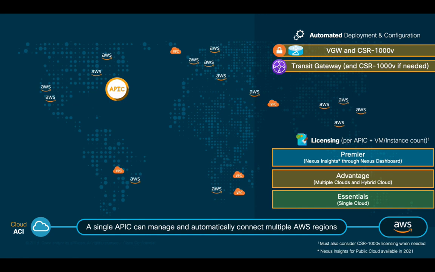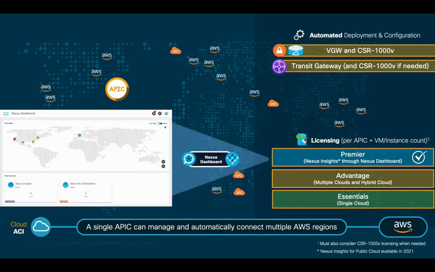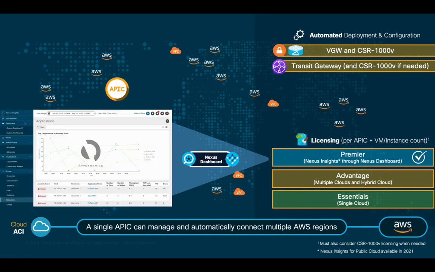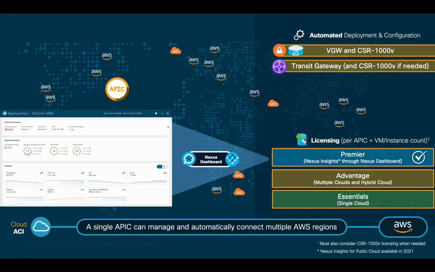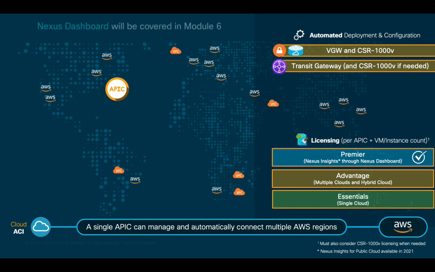For a single Cloud APIC deployment, you would only need the Essentials license. For multiple clouds or APICs, you would need the Advantage license. And finally, you would use Premier if you want to include Nexus Insights as part of the Nexus Dashboard for your cloud environment. Nexus Insights, running on Nexus Dashboard, provides artificial intelligence-based network telemetry and analytics. As of 2020, Nexus Insights is available for on-prem environments only, but public cloud integration is expected in 2021, which will deliver hybrid cloud visibility and a proactive operational model across clouds. We will cover Nexus Dashboard and Insights, as well as how it integrates to ACI in Module 6.